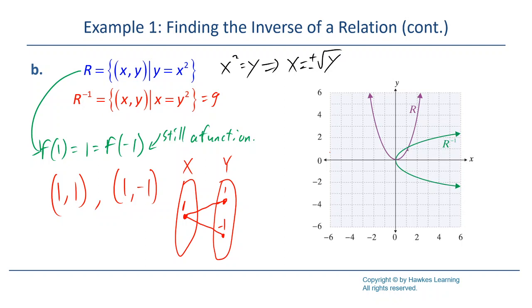The top part looks like, let me get a good color for separating these two. The top part here, this looks like the square root of x. But down here, this now looks like the negative square root of x. So it makes sense that if it's plus or minus the square root of y, then it would make sense to kind of have those two pieces go together to make the relation.